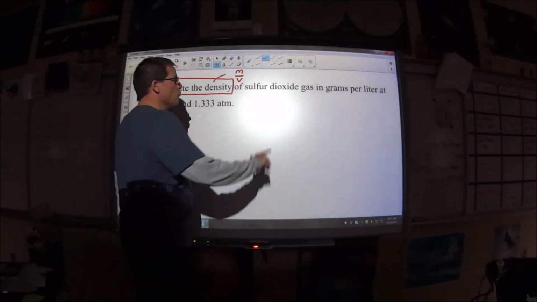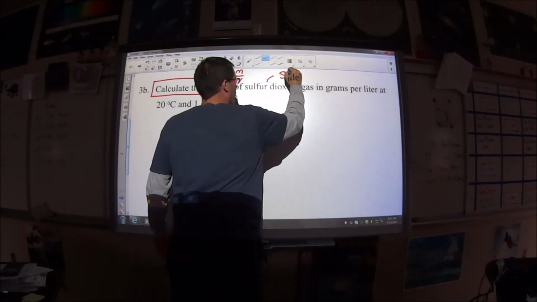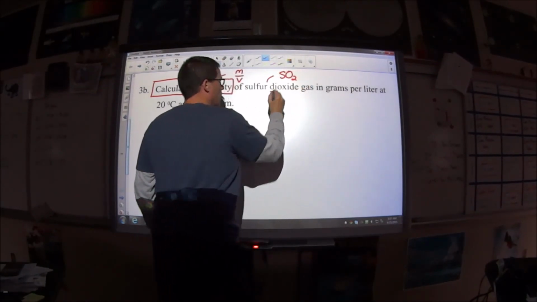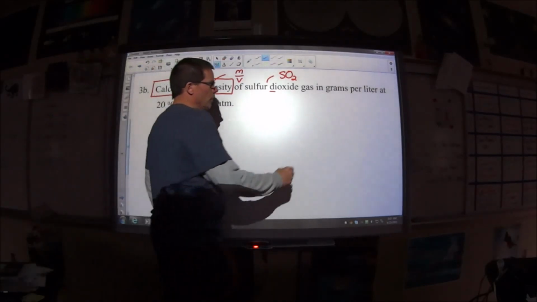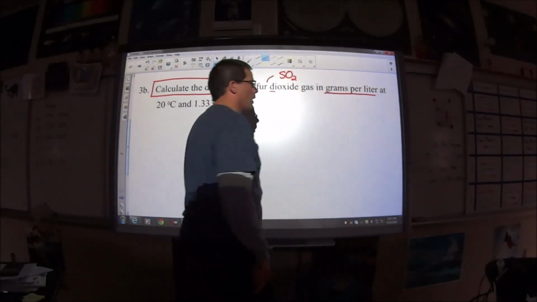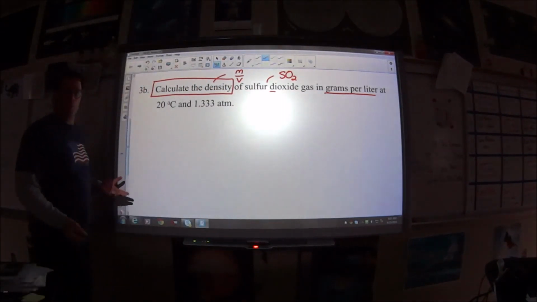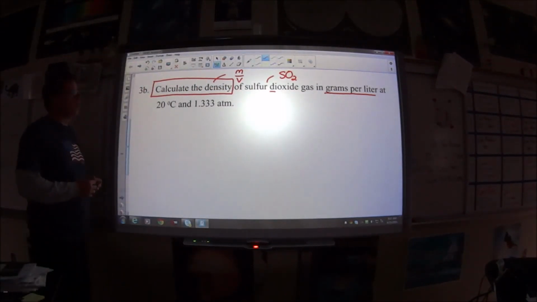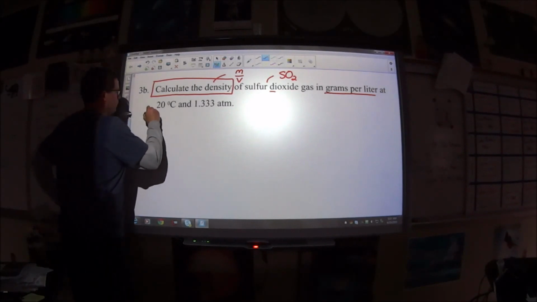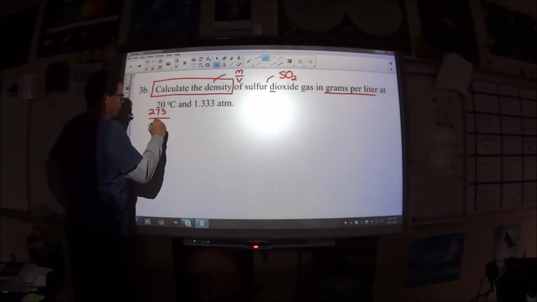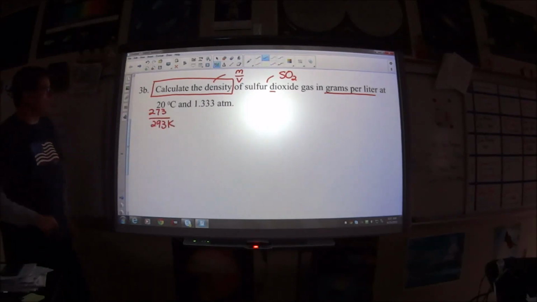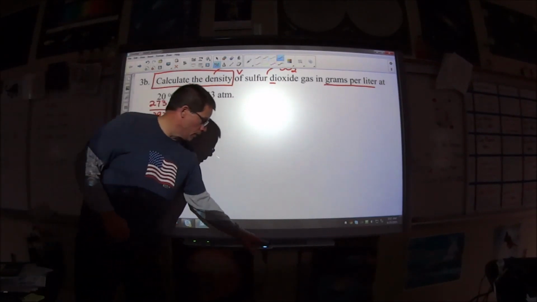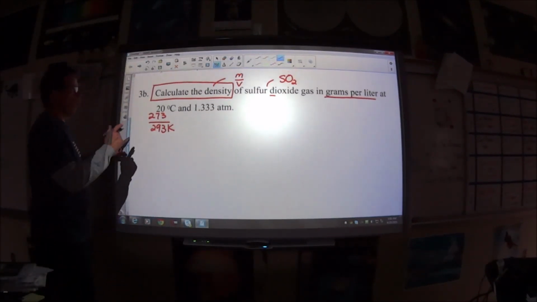Sulfur dioxide, so that's kind of important because we have a compound, sulfur dioxide, di meaning 2. Gas in grams per liter. This is just a clarification that we're going to have our units in grams per liter, which will be the case for a lot of these problems. At 20 degrees Celsius, so at 273, which means we have 293 Kelvin, and at a pressure of 1.33 atmospheres. Okay?